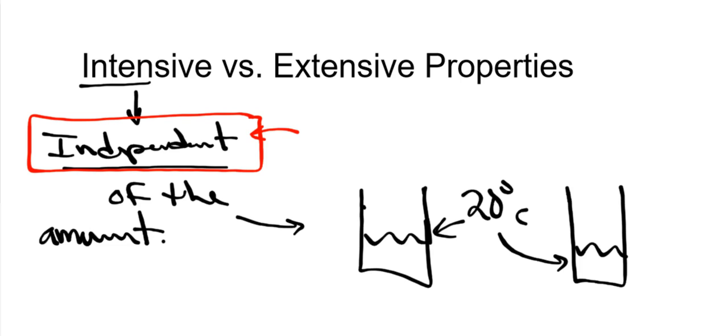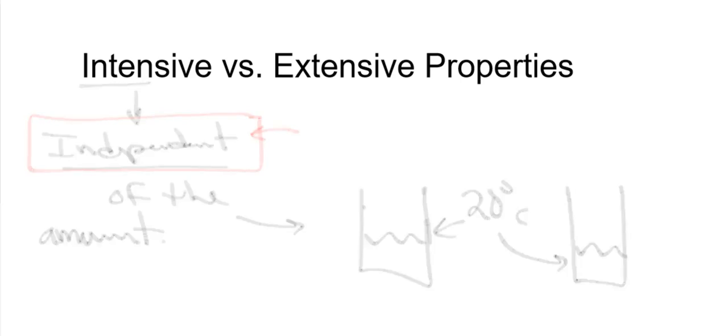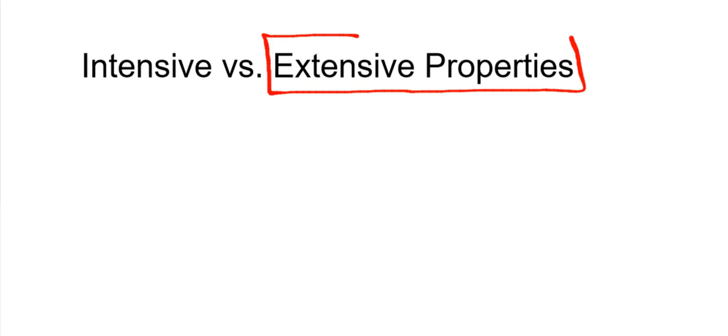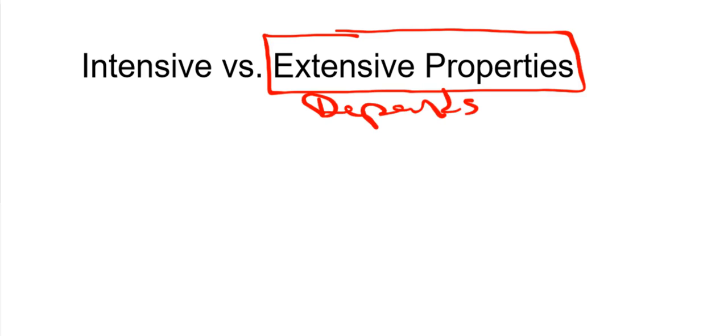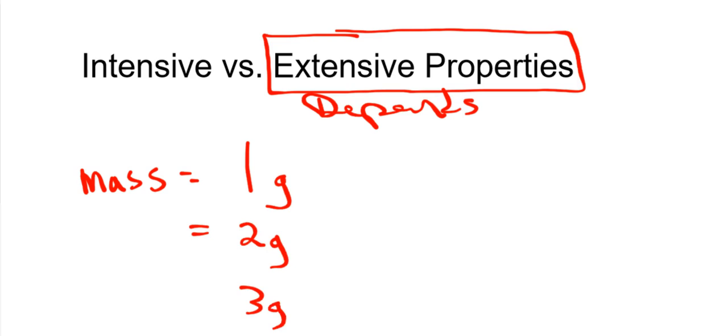All right? An extensive property, on the other hand, is one that does depend on the amount of stuff. So the easiest one to do as an example for an extensive property is mass. If you have the mass of 1 penny, it's about 1 gram. But if you have the mass of 2 pennies, it's 2 grams, and 3 grams if you had 3. So the mass of the pennies depends on how many you have. So it is an extensive property.